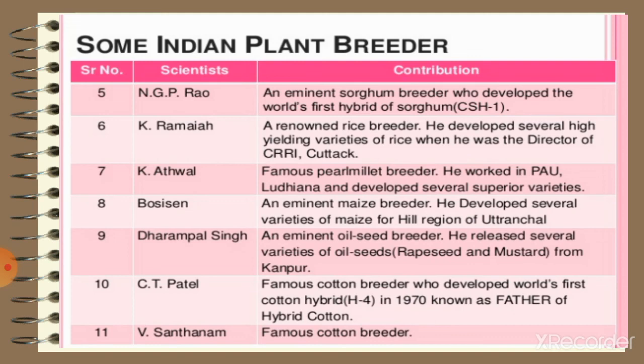Next one is V. Santnam. He is a famous cotton breeder who developed several high-yielding varieties of upland cotton and 2 varieties of Egyptian cotton. He was the first project coordinator for the All India Coordinated Cotton Improvement Project and later worked in FAO as a cotton consultant. So this is all about the history of plant breeding.